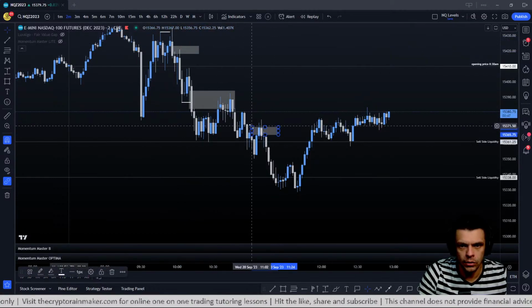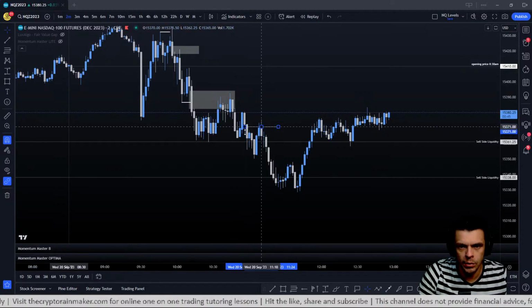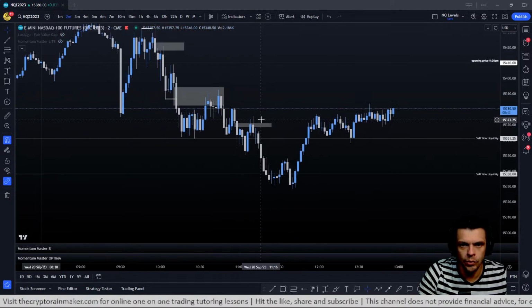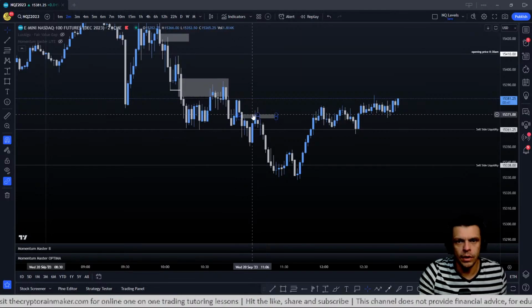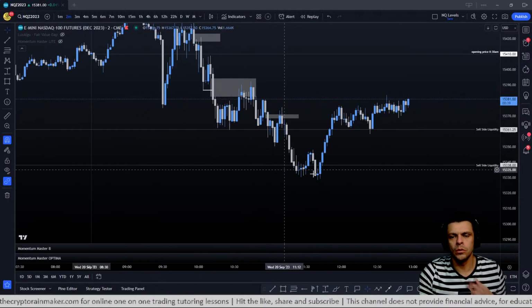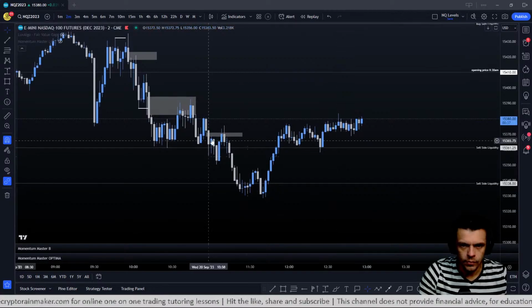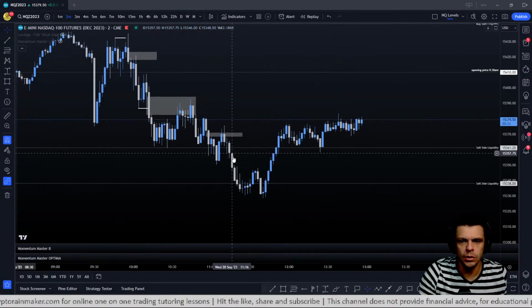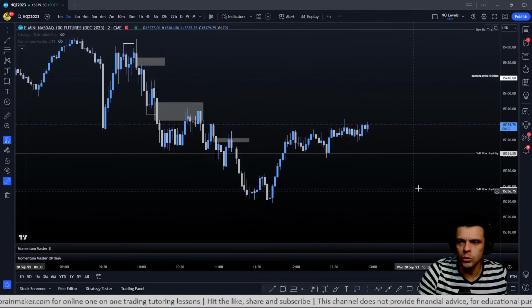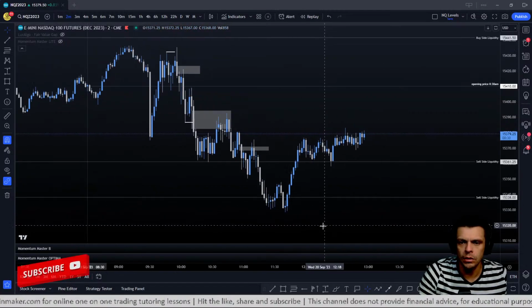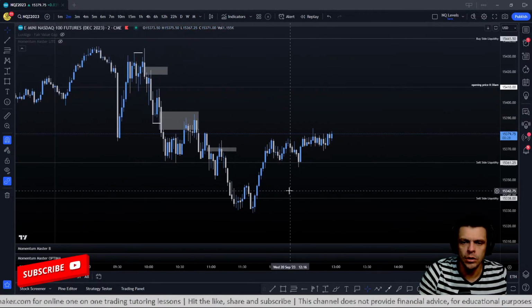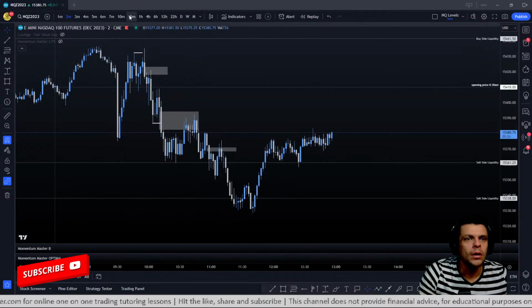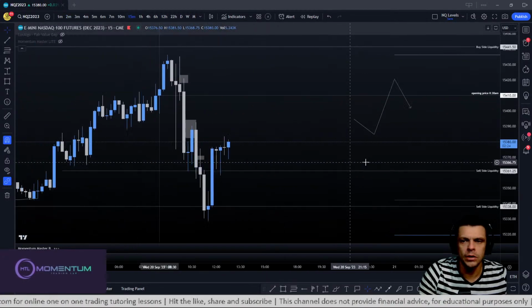I like using the 2-minute on the Nasdaq. It gives pretty good signals for entries. Could have entered right there and then ran it towards the buy side. So why wouldn't you enter short on this one as well? And just because we entered the sell side liquidity, so whenever we dig into the sell side liquidity, we expect price to move back towards the buy side liquidity.